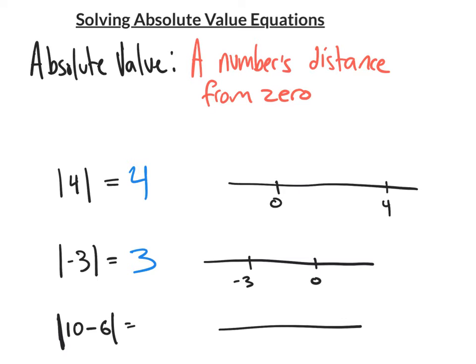Okay, now look at this third problem. It says absolute value of 10 minus 6. Here's where it's dangerous to think absolute value makes stuff positive. It does not turn this minus sign into a plus. We have to do 10 minus 6 first. So this problem really becomes absolute value of 4, which is 4, because the number 4 is 4 units from 0. Here's 0, here's 4. It's kind of the same as the first problem.